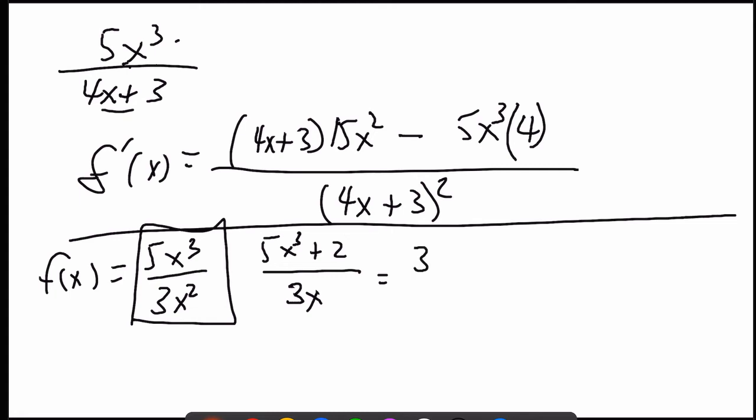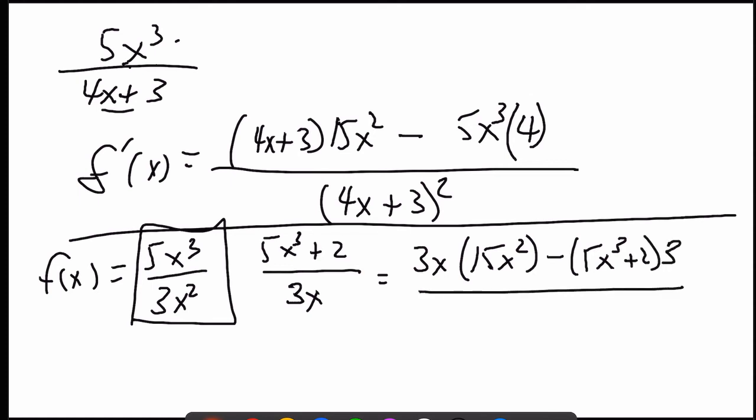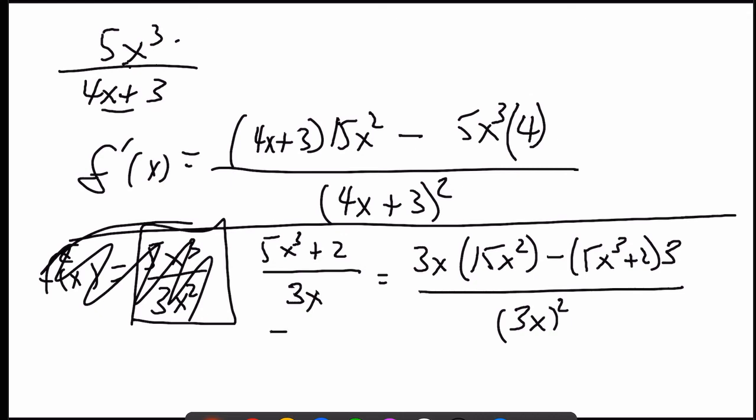Well, we get 3x times 15x squared, minus 5x cubed plus 2 times 3, over 3x squared. Make sure you don't just square the x. Make sure you square the whole thing. These things are no fun. A lot of these are simple and you just simplify them. Now we could multiply this all out, but we're not going to do that.